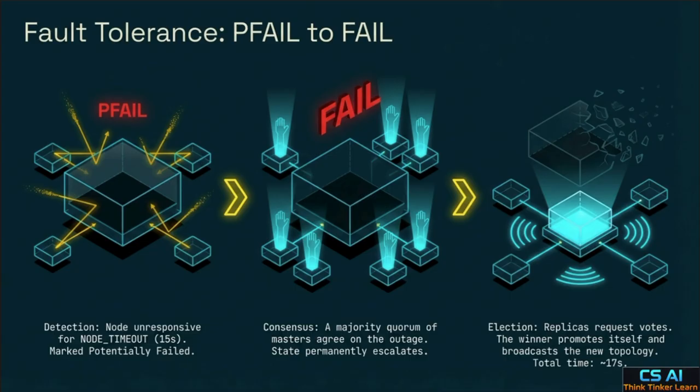How does it handle faults? It goes from PFAIL to FAIL. If a node is unresponsive for 15 seconds, it is marked as potentially failing, PFAIL. Once a majority of master nodes agree, the state escalates to FAIL, and the replicas automatically start an election. The winner promotes itself and broadcasts the new topology. Total failover time is typically around 17 seconds.